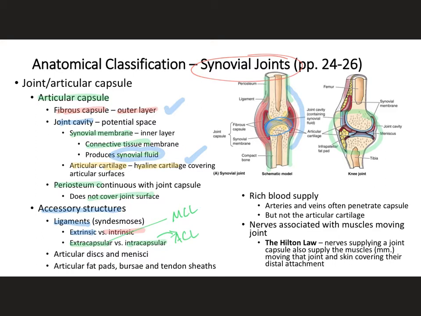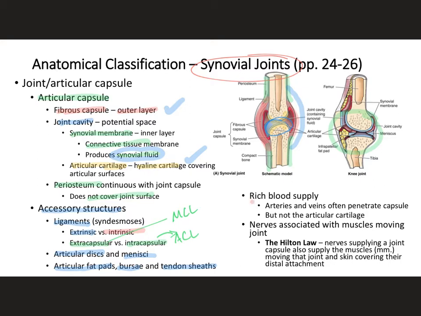Along with those accessory structures, we also have articular discs and menisci. These are going to be cartilaginous structures that build up the joint surface. We pad the joints with fat pads, with bursa that are just little pillows made of fibrous connective tissue and lined with synovial membrane and filled with synovial fluid. And then we're going to lubricate the sheaths by wrapping a kind of a bursa-like structure called a tendon sheath or tenosynovium around the tendons.